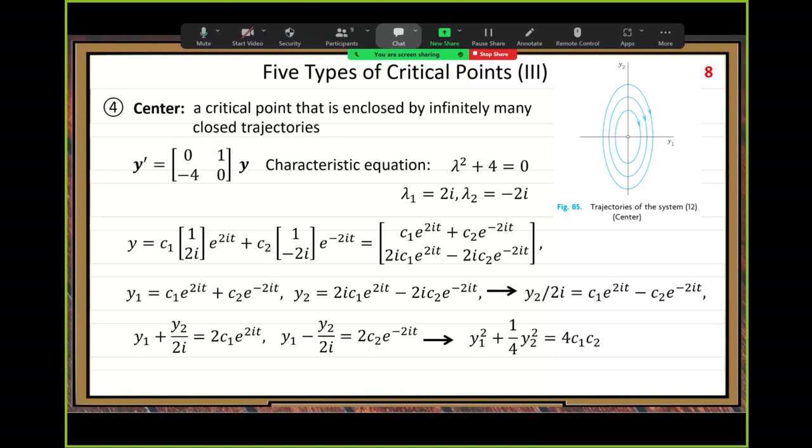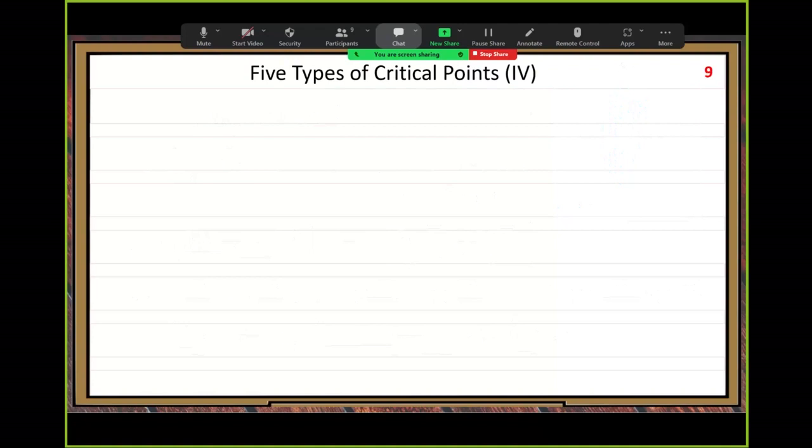Another type, the last one. Type number 5, spiral point. This one is much harder than the first 4 types. I mean, when we look at a trajectory equation, it is much harder.